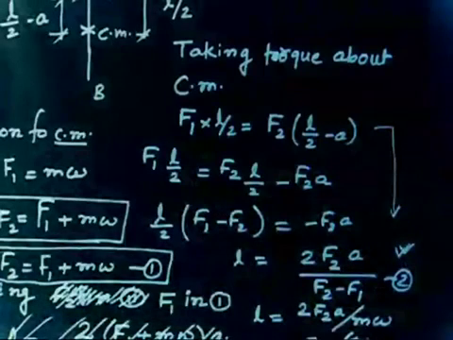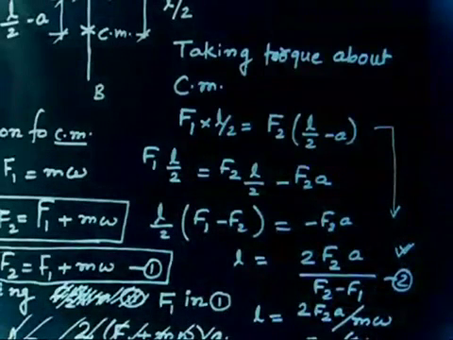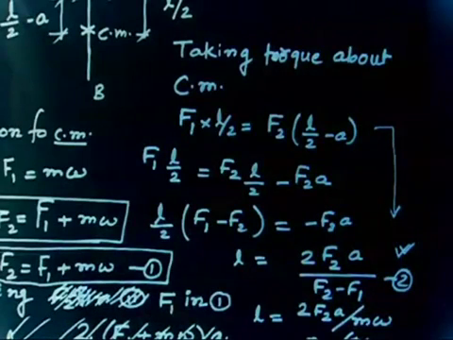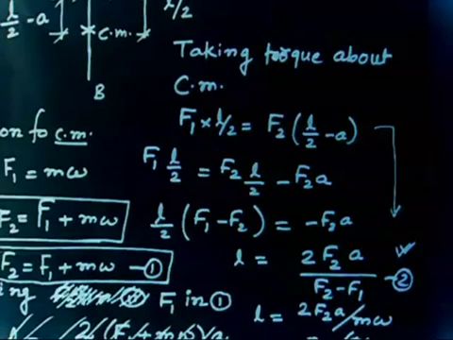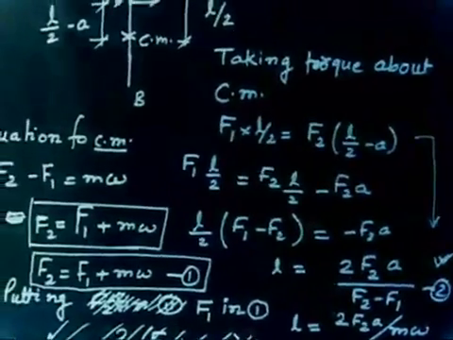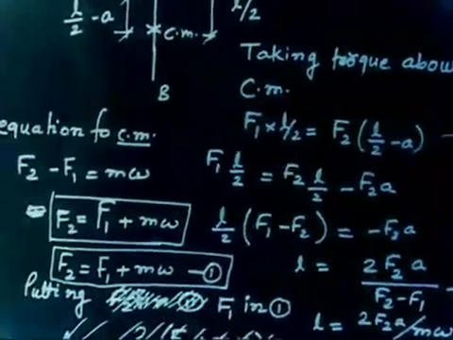So let me wait for some time. How many of you are able to solve this one? Solve for L. Done? Are you able to or not? So are you able to get L is equal to 2F2A divided by F2 minus F1? All of you are able to get or not? Okay, good. So all of you are able to get. So let us go to the translational equation.